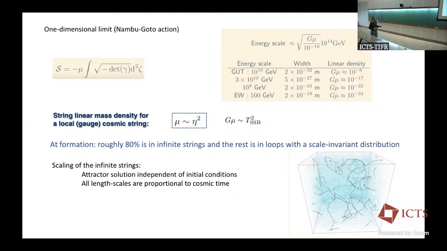And if we put a constraint on the tension of the string, G mu, that means that we put a constraint on the temperature of the phase transition at which these objects were formed. And at the formation, 80% of the strings are infinitely long. They go in and out of your box, and 20% are closed loops. Okay, so that's what you have.